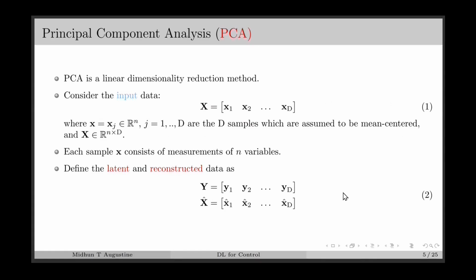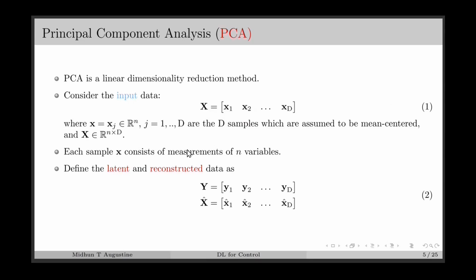PCA is a linear dimensionality reduction method in which we consider the input data or the unlabeled data as in equation 1, which consists of capital D samples of the vector x, where x1, x2, up to xD denote samples of the dataset. Each sample is considered to be an n-dimensional vector, which means we have n variables in these samples. Since PCA is an unsupervised learning method, we consider that no labels are available. In other words, all the available information consists of this data set, which we can also call the input data to the PCA model.